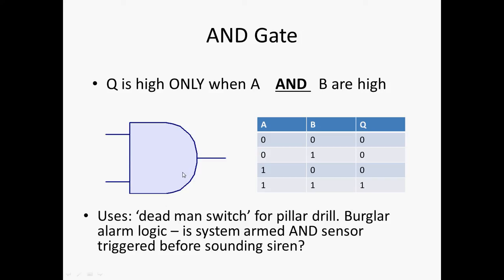So you can have an AND gate checking the logic that the system is armed and that a sensor has been activated before a buzzer will come on. So you can build all sorts of things with AND gates. They are kind of the building blocks of electronics, or one of them.